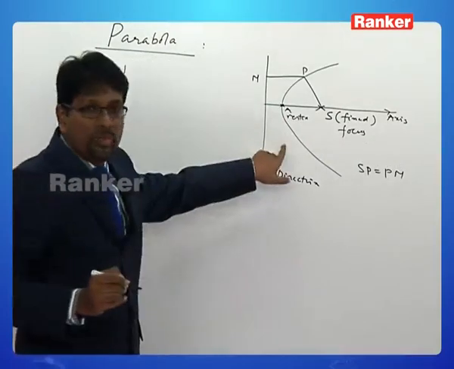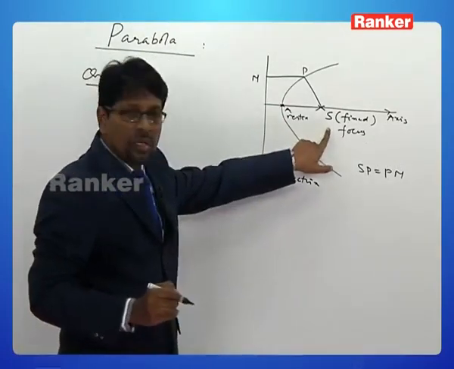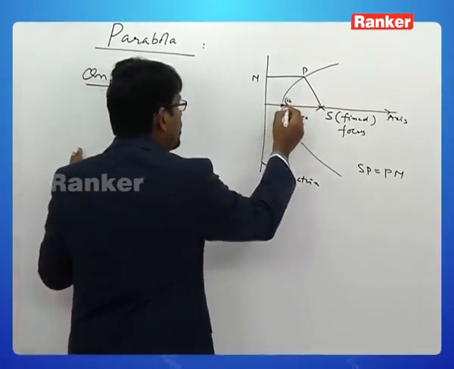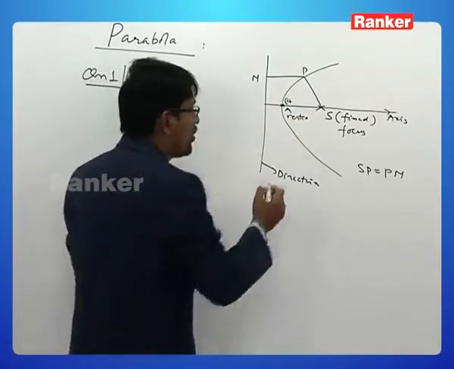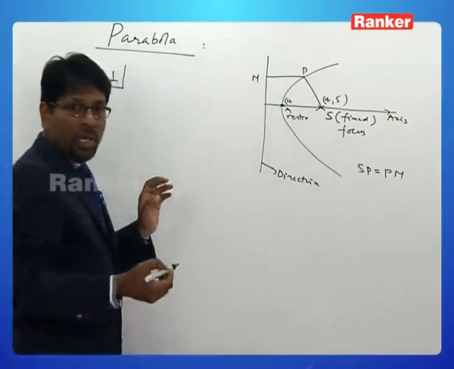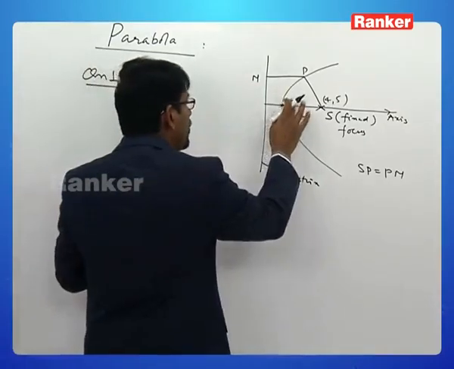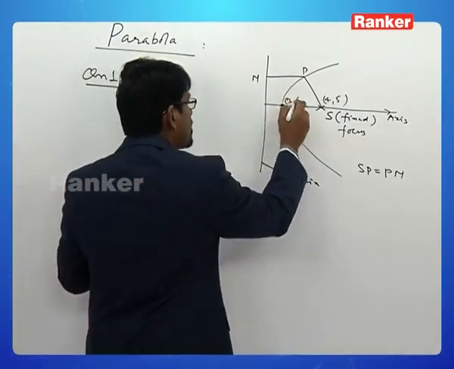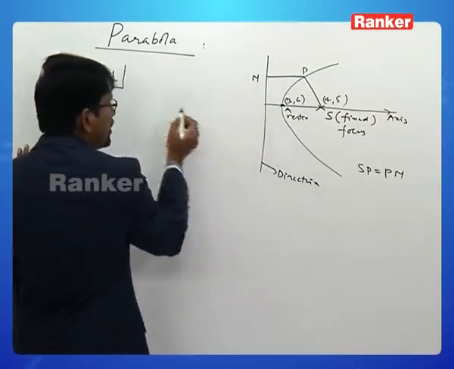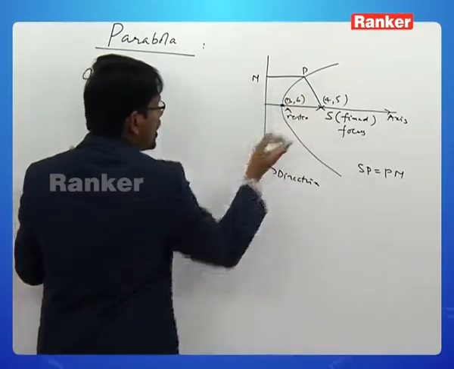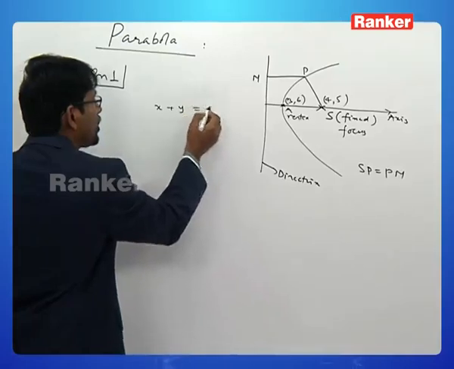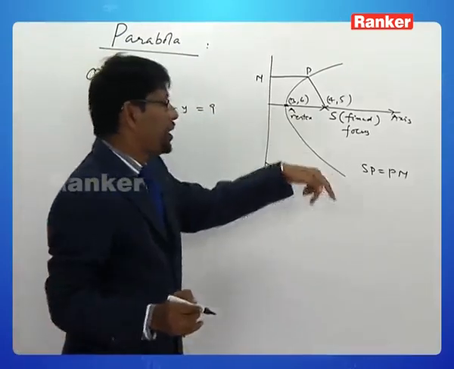So obviously, when you are given the vertex and the focus, the axis is the line joining the 2 points. What we are given is (4, 5) is the focus, and the vertex is given to be (3, 6). Clearly we observe that if you add these two coordinates, it's coming out to be 9. So x plus y is equal to 9 is the line joining A and S.